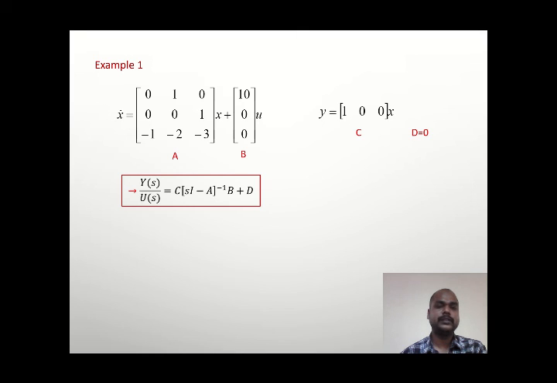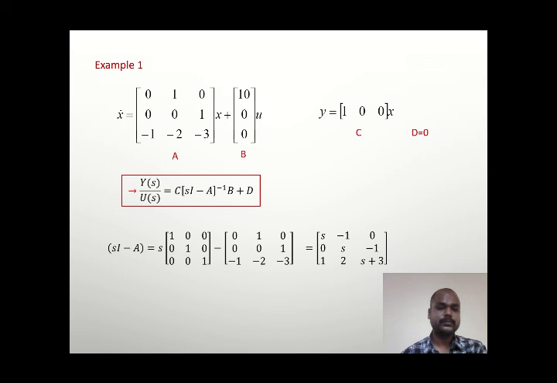So for example, we take this state equation, in which x dot equals Ax plus Bu and y equals Cx, and D is taken as 0. We have to apply this equation, C times (sI minus A) inverse B plus D, and we will obtain Y(s) by U(s). First we obtain sI minus A. This is s multiplied by the identity matrix minus the state transition matrix A, and we obtain this matrix.